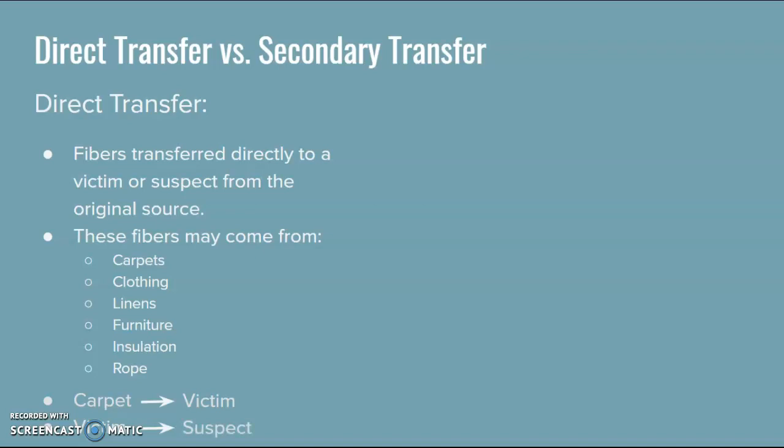If a victim walks along carpet and those fibers are left on their shoes, that is an example of direct transfer. If a victim brushes up on a suspect and fibers from their clothing are left on the suspect, that's also considered direct transfer.